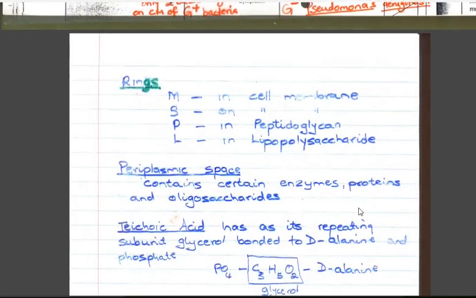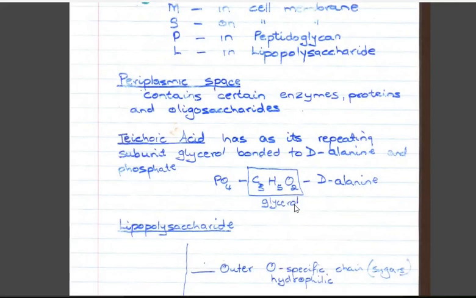And I told you that the periplasmic space is not empty. It contains certain enzymes, proteins, and oligosaccharides. There are certain chemicals that we are going to meet. Now that I'm on this slide, let me just talk about them. There is a chemical called teichoic acid, and teichoic acid is made up of glycerol bonded to alanine and a phosphate.